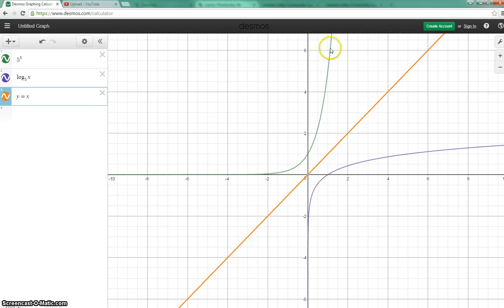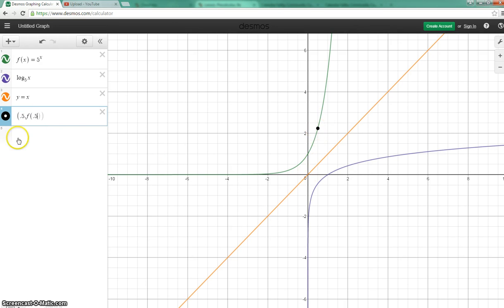Like if I have a point here, then I'm also going to have the flipped point on my inverse function. So let's show that. If I have the point 2 comma f of 2, so I get a point, let's go a little lower, 0.5 and f of 0.5. That should get me on the graph.